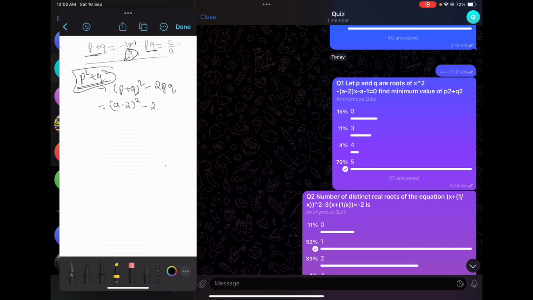2 times of C, PQ is what? This minus of A plus A. So this becomes positive. This is A plus 1. Now just A square plus 4 minus 4A plus 2A plus 2. We have done this question or what? A square minus 2A plus, I guess we have done this question, but anyway, 6.